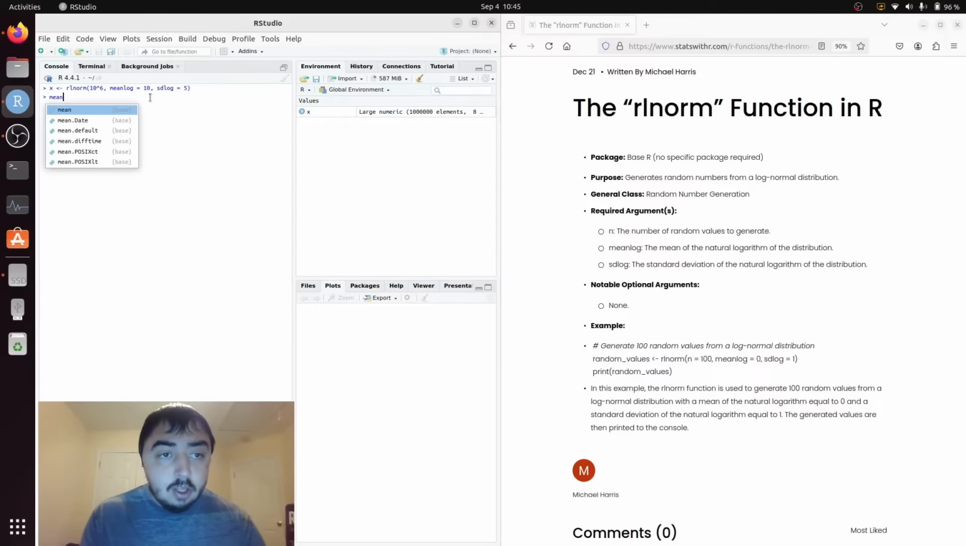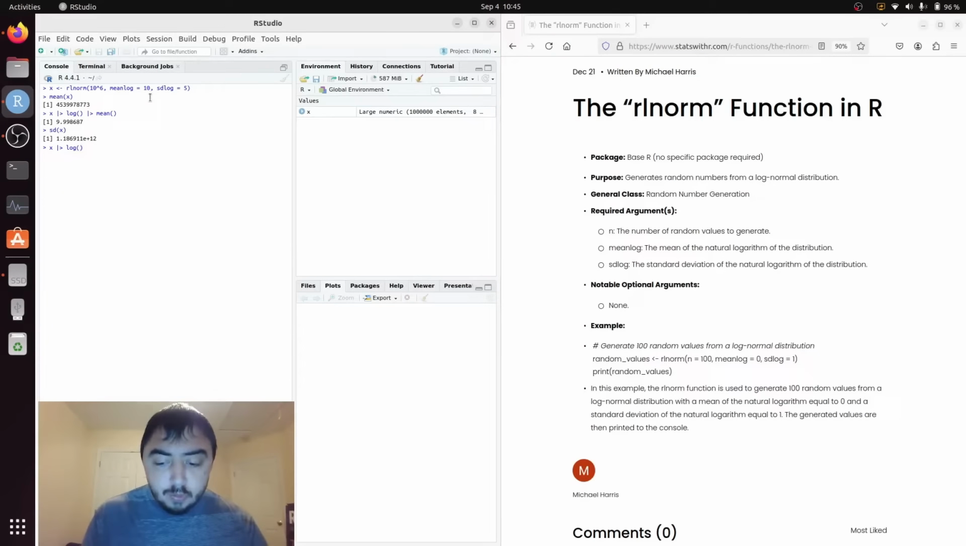Okay, so if I take the mean of this, it's not going to give me 10, it's going to give me some gigantic number, which is to be expected. But if I actually do the pipe, I take the log of this, and take the mean of that, I get 10. Same thing with the standard deviation. The standard deviation is stupidly large. But if I actually do the log of that, I get the appropriate value of 5.